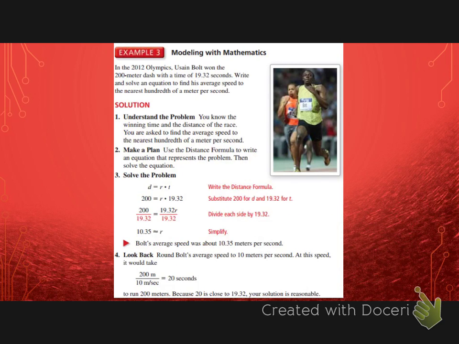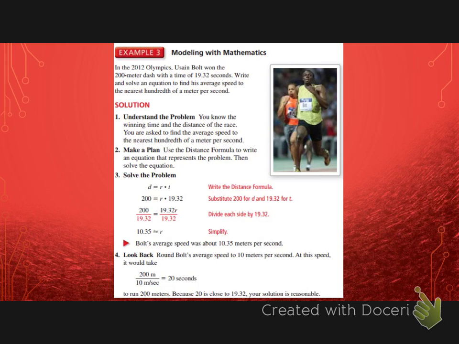So let's look at this example. In the 2012 Olympics, Usain Bolt won the 200-meter dash with a time of 19.32 seconds. Write and solve an equation to find his average speed to the nearest hundredth of a meter per second. So first you need to understand the problem. You know the winning time and the distance of the race. You are asked to find the average speed to the nearest hundredth of a meter per second.